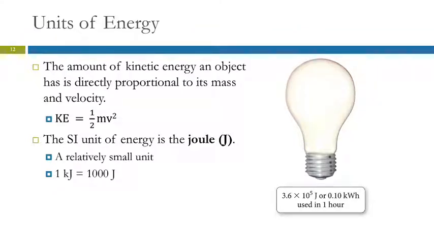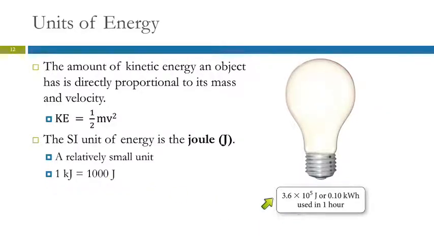Well, energy is a quantity and it can be measured, so we need some units. Kinetic energy is directly proportional to the mass and the velocity of an object. So the SI unit of energy is the joule. The symbol is a capital J. This is a relatively small unit, and so in chemistry we often end up using kilojoules. Kilo means 1,000, so 1 kilojoule is 1,000 joules.